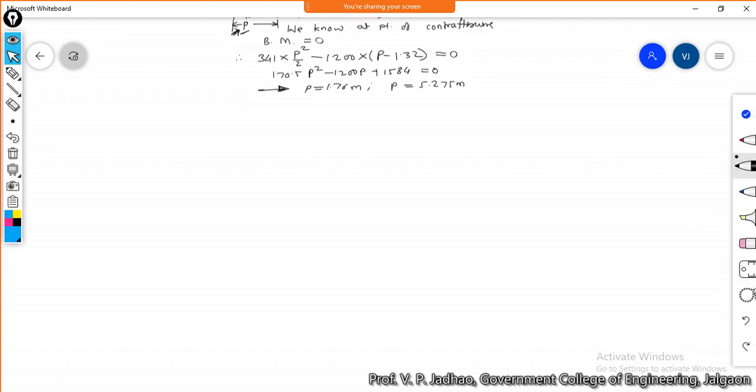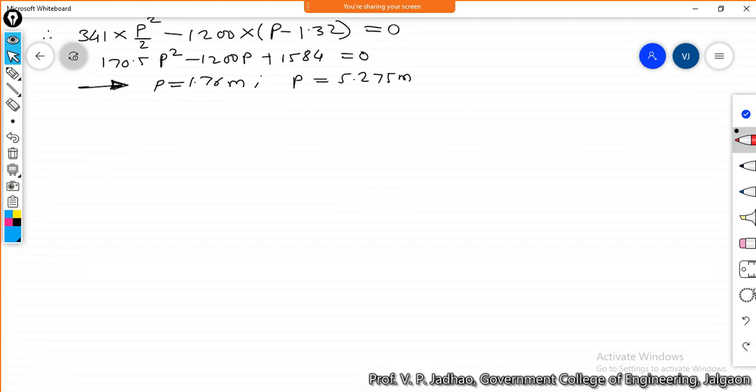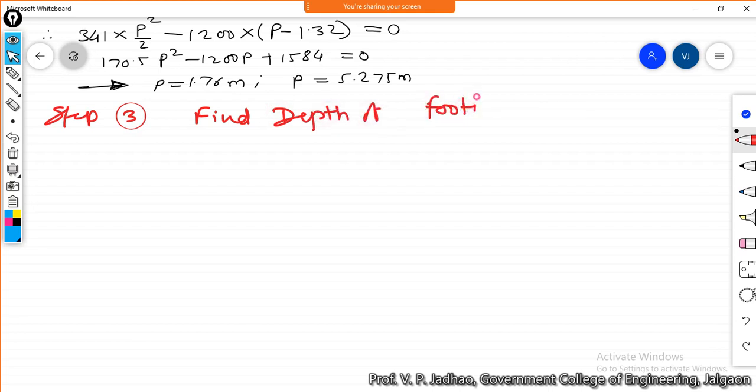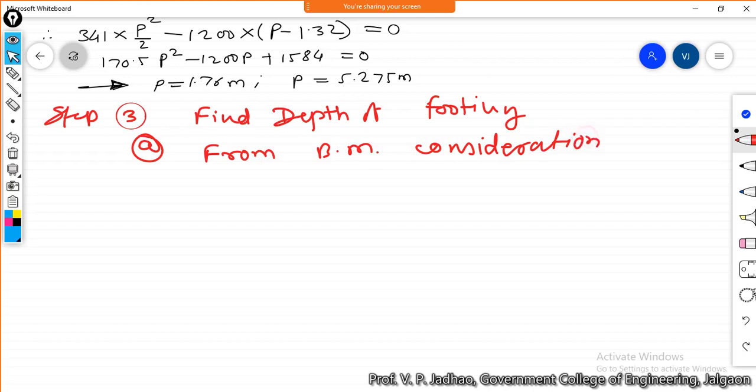So step number 3 is to find the depth of footing. Let us consider part A, from bending moment consideration. Part B will be from one-way shear consideration, and part C will be from two-way shear consideration.